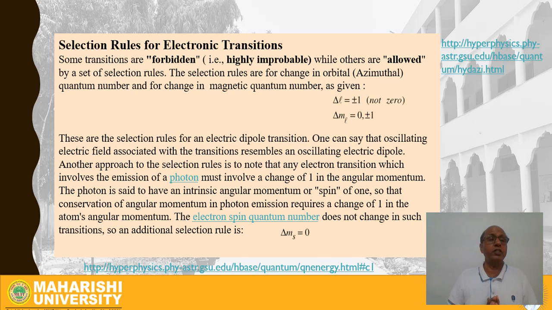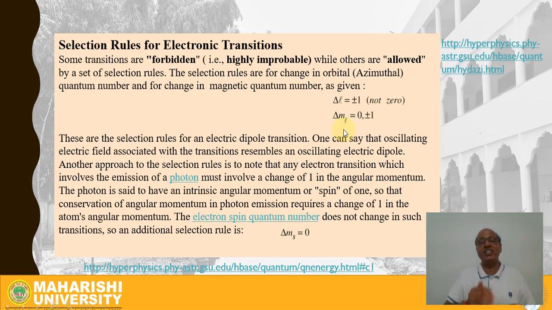Then let us go through the selection rules. The selection rules are identified here in terms of the change in the orbital quantum number and the change in the magnetic quantum number. For example, if the change in the orbital quantum number, delta l, is plus or minus 1, then such a transition is allowed. If it is not happening, then such a transition is highly improbable and we call it forbidden.